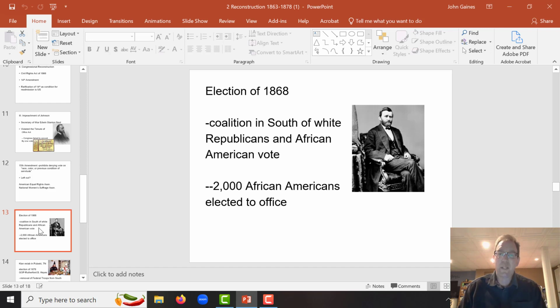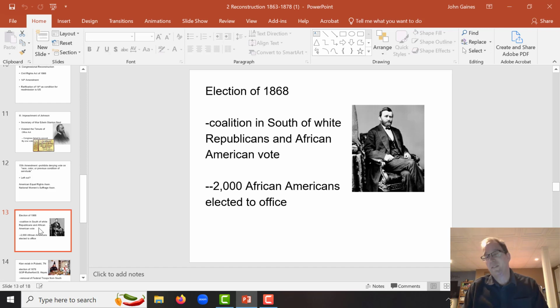But the cool thing with the election of 68 is that for the first time that African American men were able to vote, they actually swung this election. In the South, a coalition of Southern white Republicans, there's not a lot of those, but there are some, and there's some Northern people that are moving south, as well as the African American vote, are going to sway this election. And for the first time that African American men were able to vote in a national election, that voting bloc made a substantial difference. In addition to Grant being elected, nearly 2,000 African Americans were elected to office.